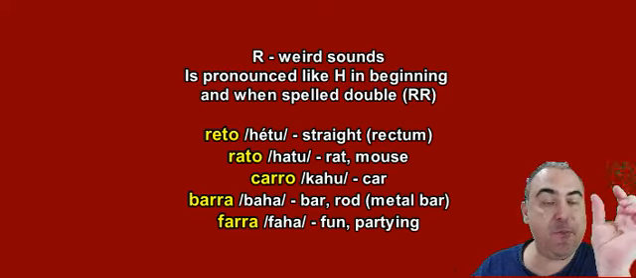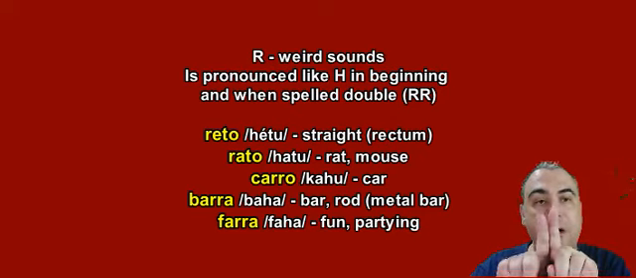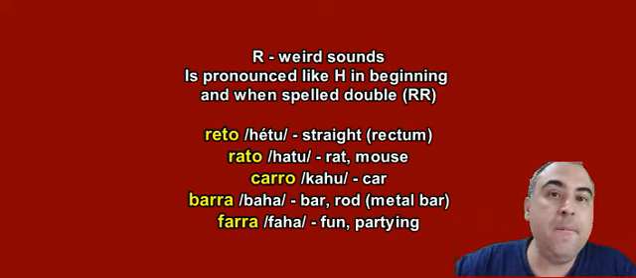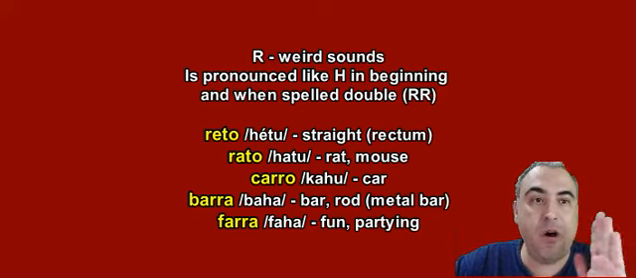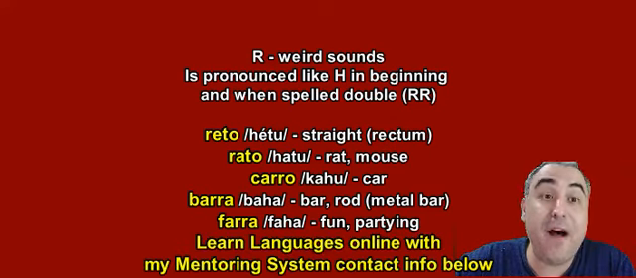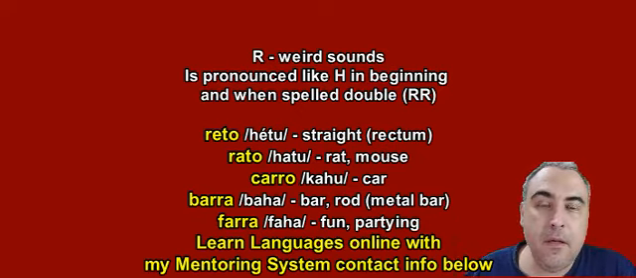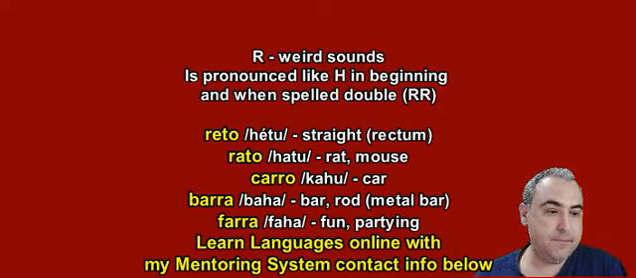Carro. When the R is in the middle of the word, but it's geminated, spelled with two R's together, it's also pronounced in the throat. So you say carro, car. Barra, meaning a rod or a bar, a metal bar, like a metal stick. Farra, like a party, fun, partying.